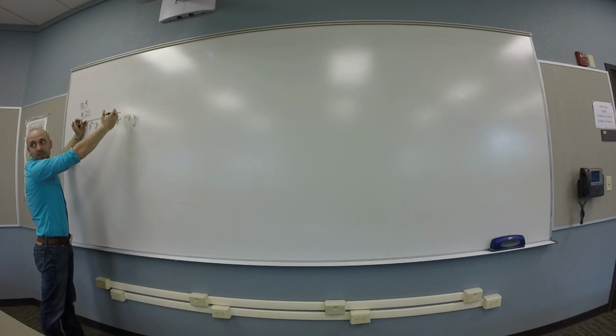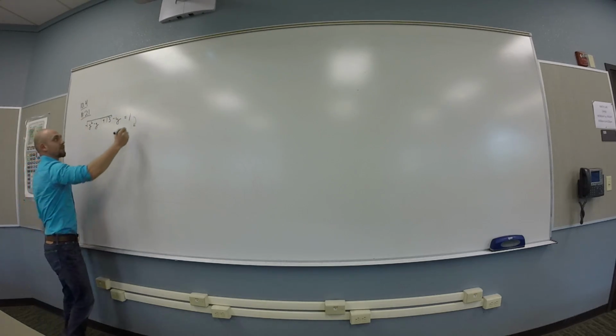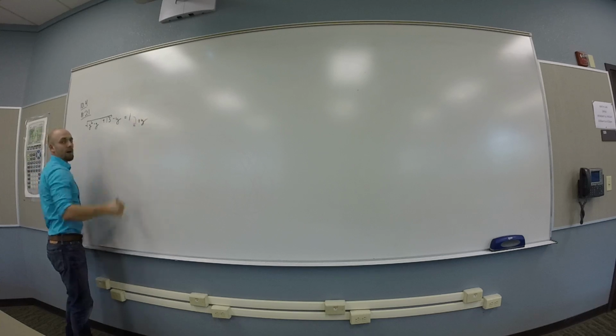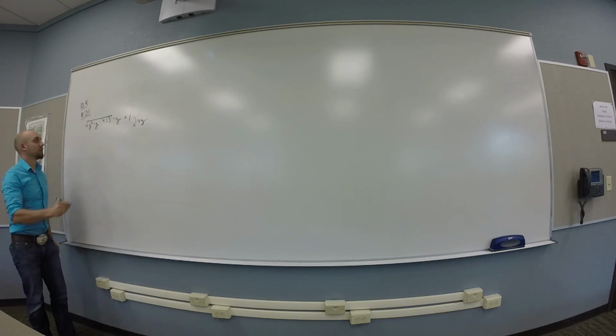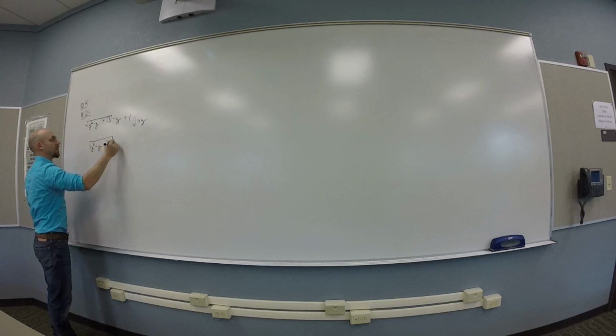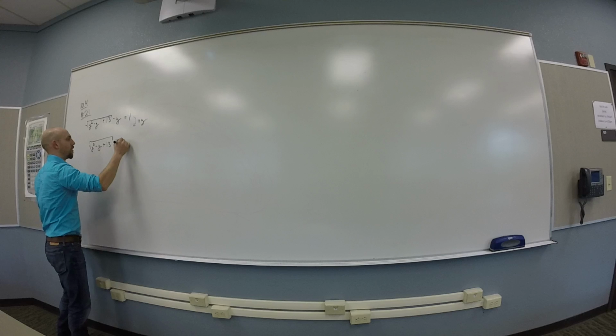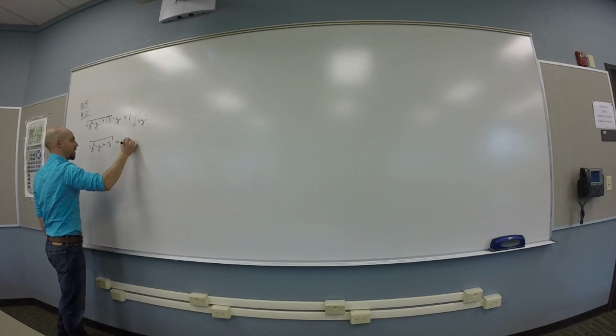You guys all see that? So what I want to do is get that root by itself. So I'm going to add y to both sides. Then I'll end up with the square root of all this jazz, y squared minus y plus 13, and that's going to equal 1 plus y, or y plus 1, whatever.